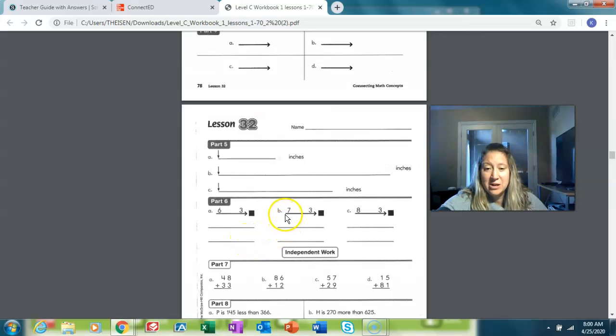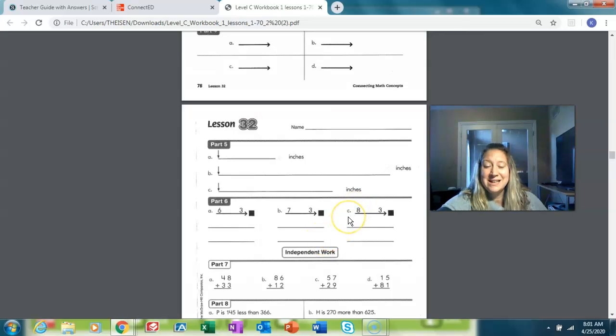Touch B. I'll give you a moment to solve for the big number. Okay, and the big number is 10. Say the fact. 7 plus 3 equals 10, and the fact that goes back. 10 minus 3 equals 7.